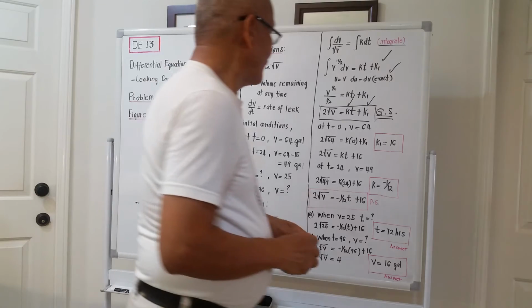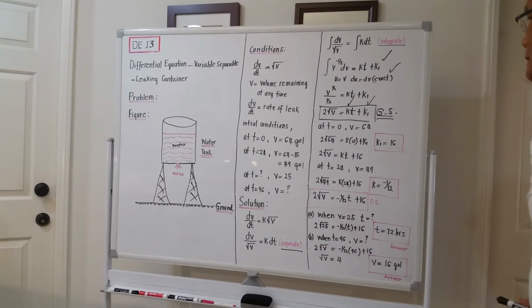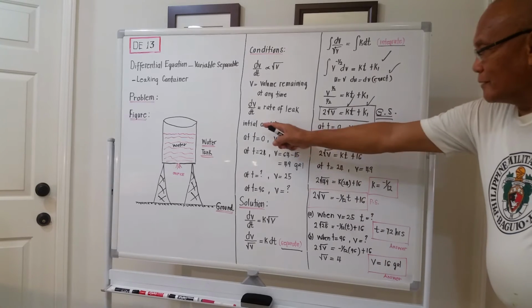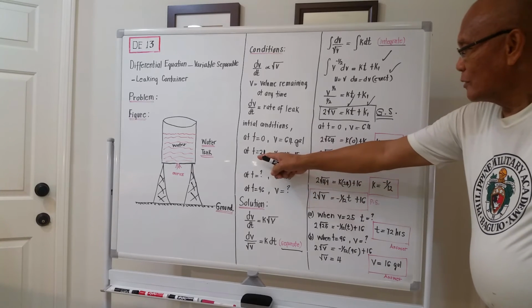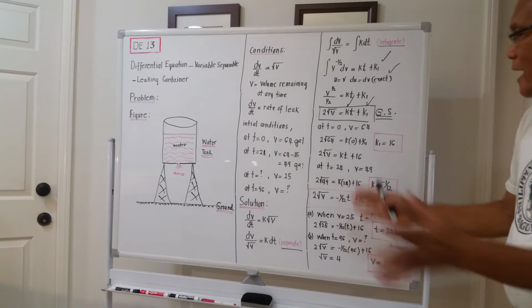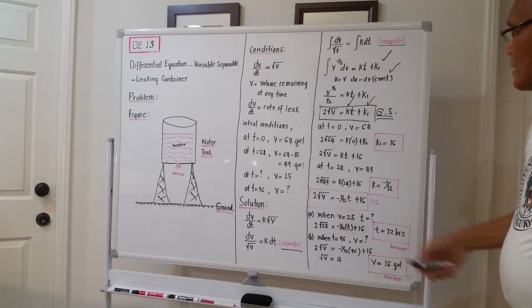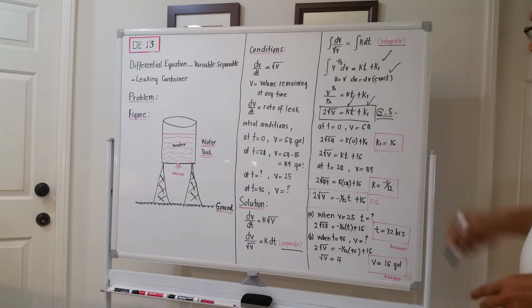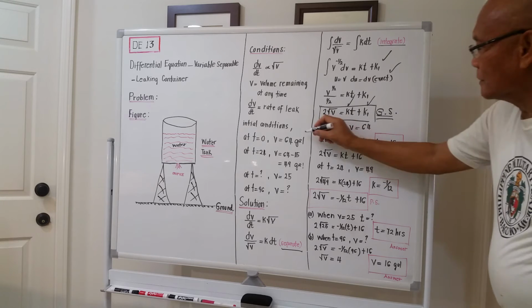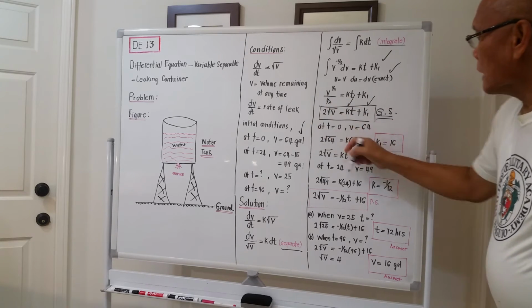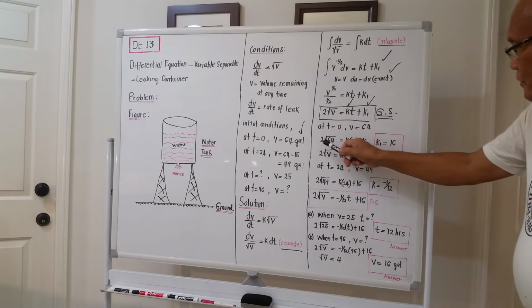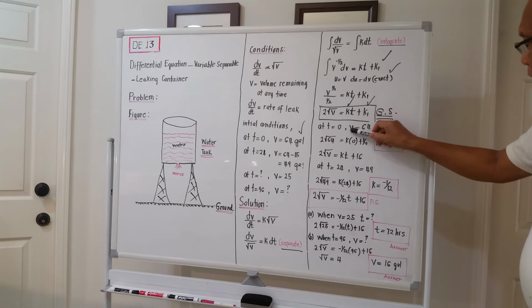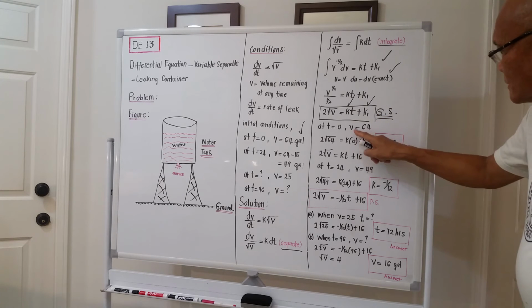Okay, let's try to compute for the constants of integration. We are given two conditions. At time t equal to 0, the volume is 64. And at time t equal to 24 hours, the volume is 49. So we could use these initial conditions to compute for k and k1. Let's use the first one. At time t equal to 0, the volume is 64 gallons. Therefore, this should be 2 the square root of 64 equal to k times 0 plus k1. But this is 0.